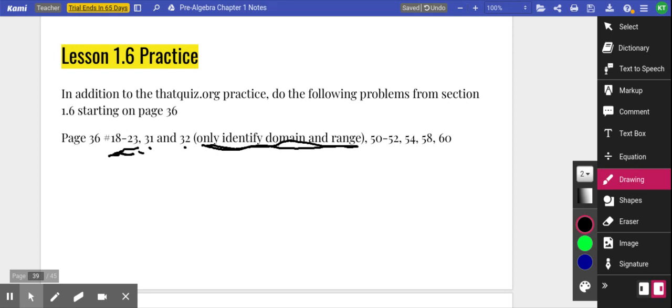So in number 31, just list the domain, remember, that's x values, and the range, which is y values. And then the same for number 32. And we can get into some review problems here with 50 to 52, 54, 58, and 60.